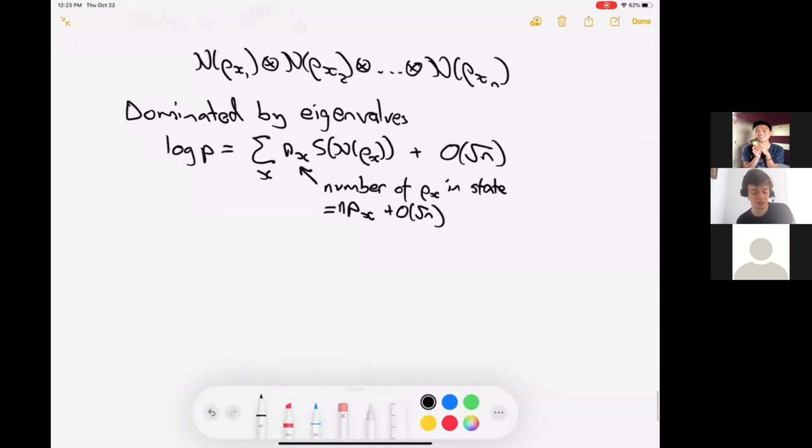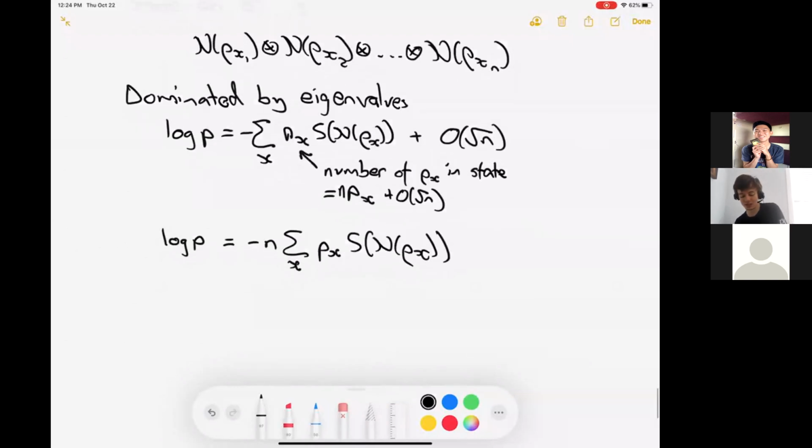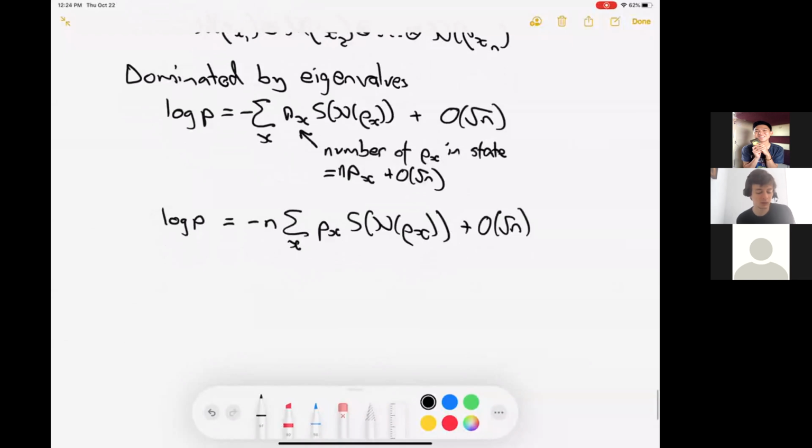Okay, so this log p is just going to be, sorry, should be a minus sign here, minus n times the sum over x of p_x S(N acting on ρ_x). That was one of the things that showed up in our Holevo information, so that's pretty helpful. Okay, i.e.